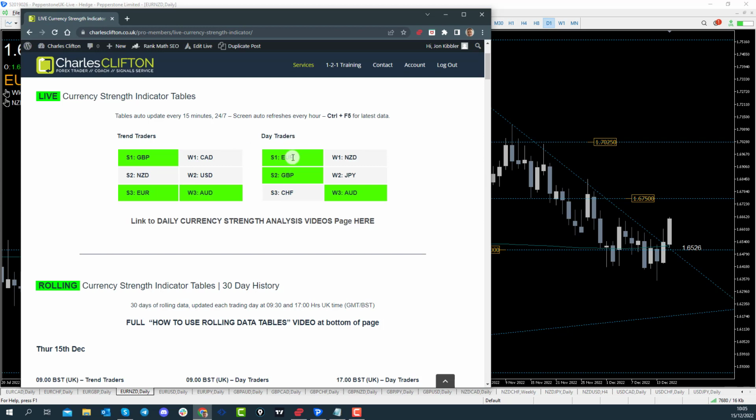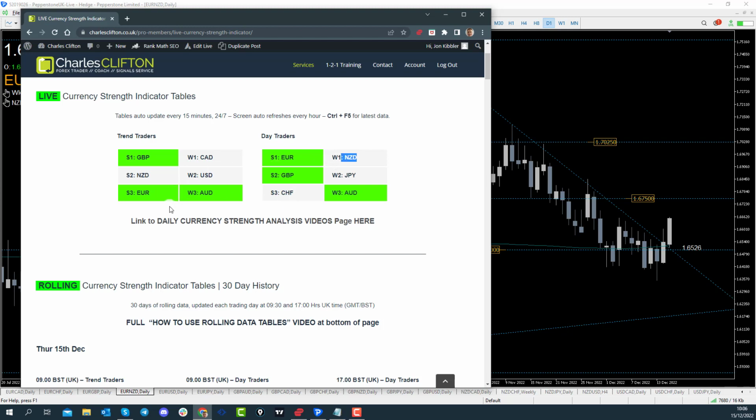On the day traders, we've got euro topping the table at S1. We've then got pound as the second strongest currency, and then the Swiss franc as the third strongest currency. Like we said, on day traders, Kiwi is topping the table at the weak side. Then we have the yen as W2, and then the Australian dollar as W3, like on the trend traders table. So I'm going to be focusing a little bit of attention on Euro Kiwi. But ultimately, what we're looking at today is that Kiwi starting to show that weakness now.